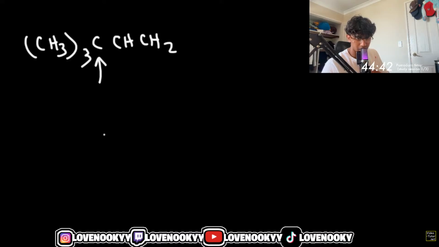Try this again. CH3 times 3, and then a carbon, and then CH, and then CH2. Convert that. So first I'm going to expand it. Let's start with the carbon atom. So that carbon is attached to 3 methyl groups. Here's the first one. Here's the second one. And here's the third one.